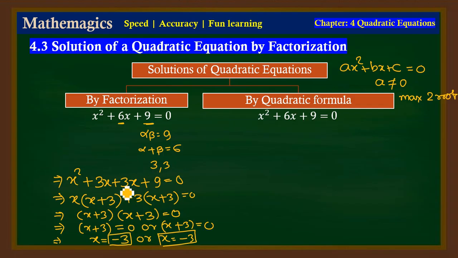Now, the same has to be done with the help of the quadratic formula. So, dear friends, before starting this, we have to understand what is a. a is the coefficient of x square, that is 1. What is b? Coefficient of x, that is equal to 6. And the last one is the constant, and that is equal to 9.